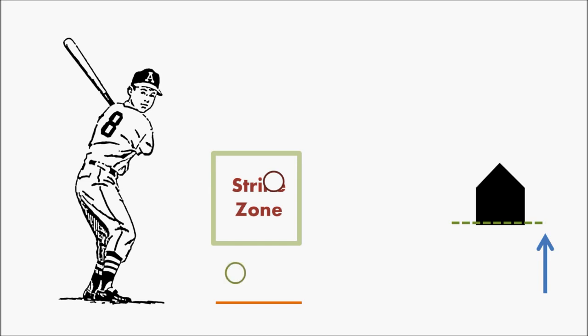And you might wonder, well, what if the pitch is right on the line? This would also be a strike. If any part of the ball, no matter how small it is, passes through the strike zone, it is a strike. Now, with the ball moving so fast, it might be difficult to tell where the ball was.